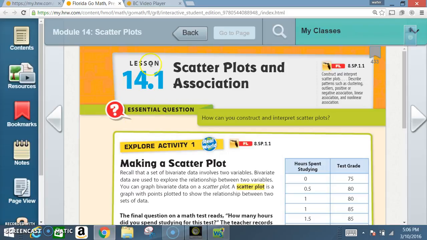Okay, class, today we're in lesson 14.1, scatter plots and association. Get the section number and title in your notes as usual. Once again, lesson 14.1, scatter plots and association.